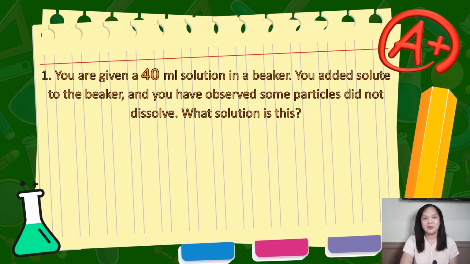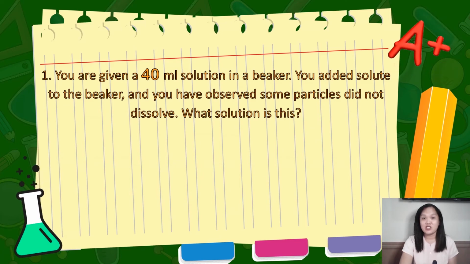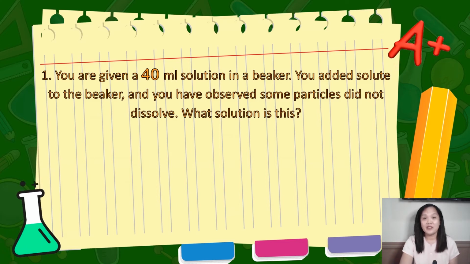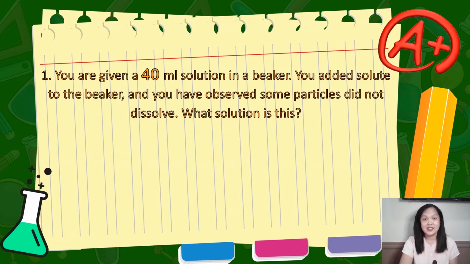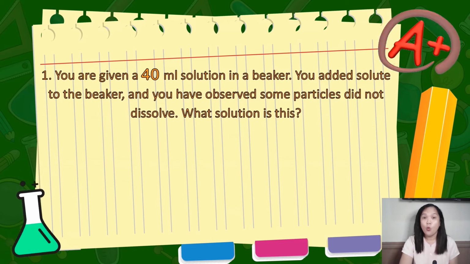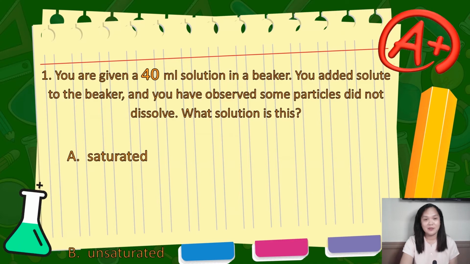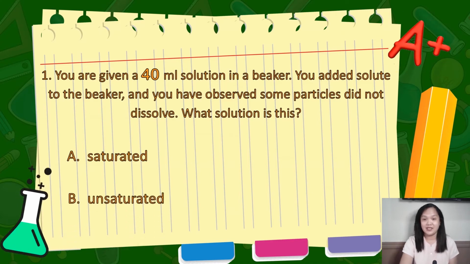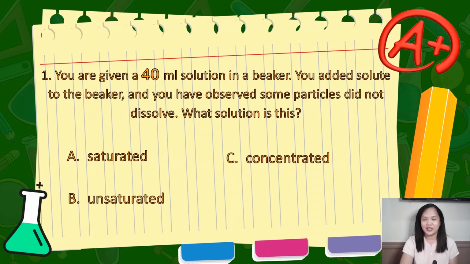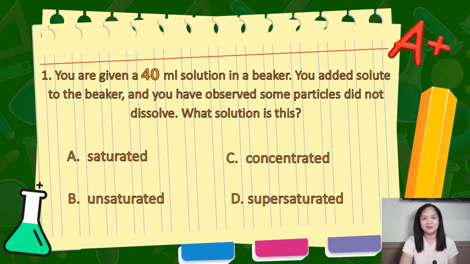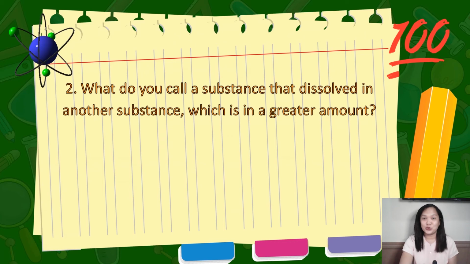Number 1. You are given a 40 ml solution in a beaker. You added solute to the beaker, and you have observed some particles did not dissolve. What solution is this? A. Saturated, B. Unsaturated, C. Concentrated, D. Supersaturated.